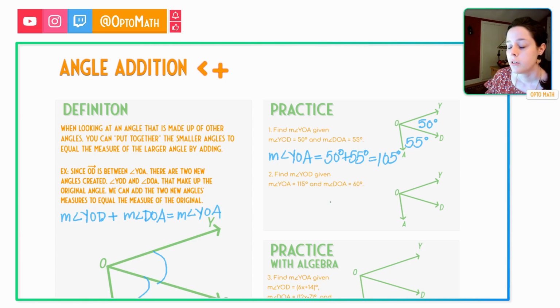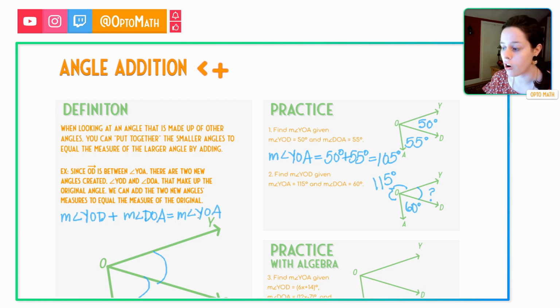Number 2, find the measure of YOD. Okay, so let's be sure we know that we're looking for this angle this time and not the total angle YOA. We do know the measure of YOA though. That's 115 degrees. So let's draw that out here like this. And the measure of DOA is 60 degrees. Okay, we've got all our given information. So if we go over here and look at our sentence, we can see that YOD is what we want to find, and we have DOA and YOA.